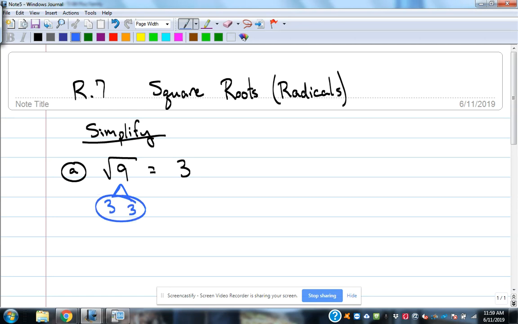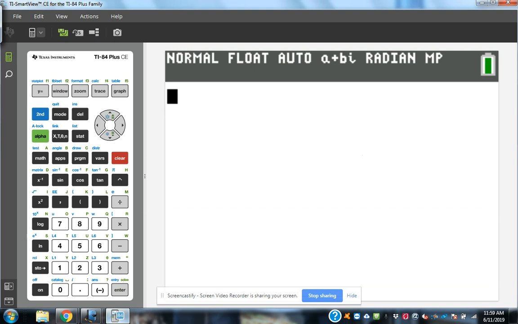So when we're simplifying, when we're doing a number that isn't as nice, maybe like square root of 12, that's not as nice a number, okay? Because 12 doesn't have a good square root. And if I went to my calculator and I tried to do square root of 12, I can do square root of 9.